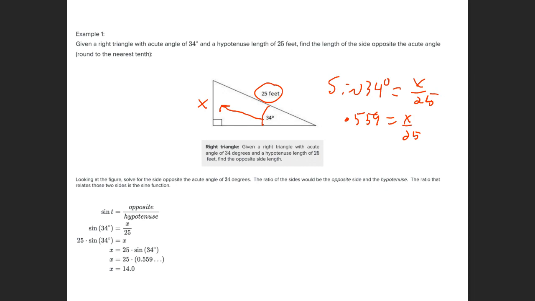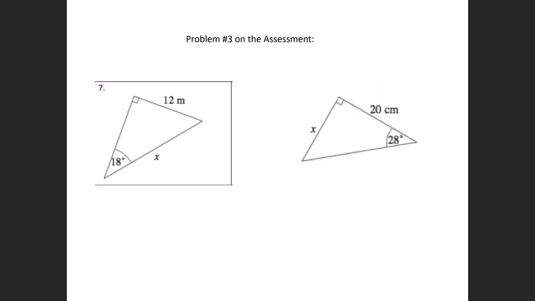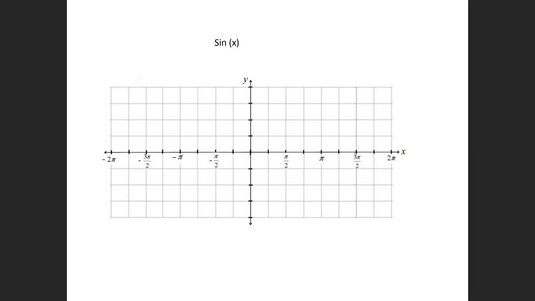Again, most of this stuff you should have gone through in geometry, correct? Sine, cosine, tangent, all that kind of stuff. Now, the only thing you probably did not have in geometry, I don't want to go through those, is the sine graph and the cosine graph.